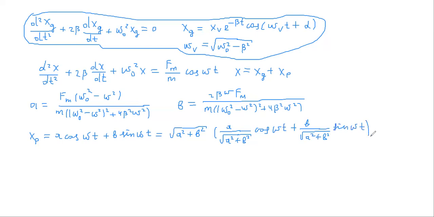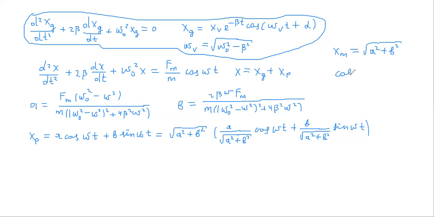Sinus omega t. And what to do with this? We can make some substitutions. We can use these substitutions. Xm is equal to square root of a to the power of 2 plus b to the power of 2.